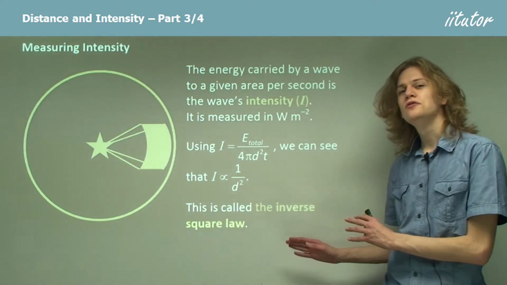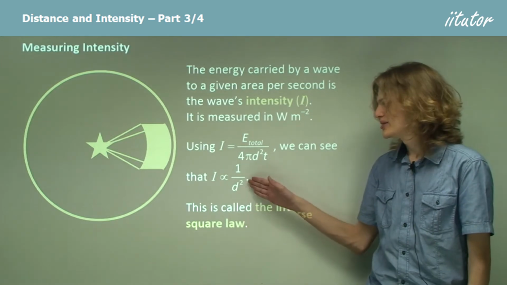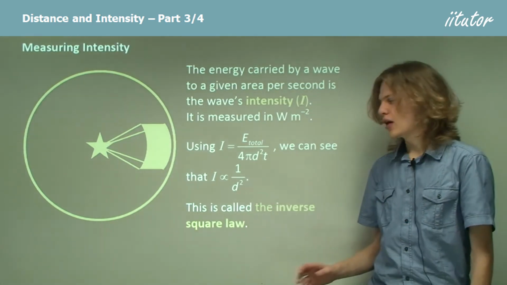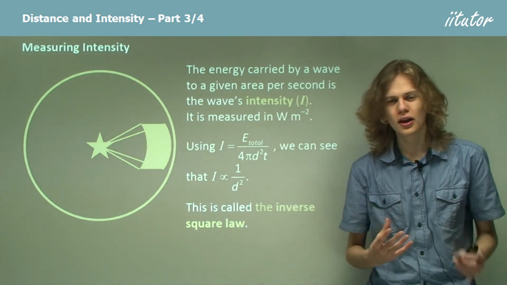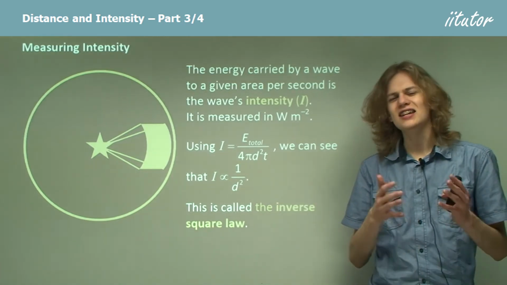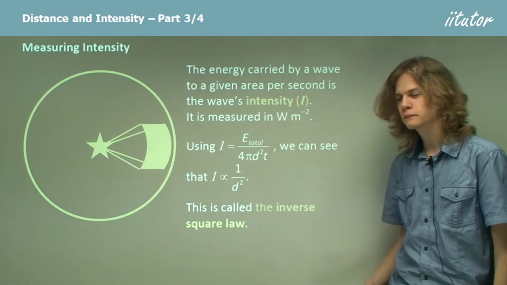This is called the inverse square law, because we have a square and it's inverse of intensity. Now it turns out that there are other mathematical and physical laws that have an r squared on the bottom, but if people are talking about the inverse square law, then they usually mean this one.